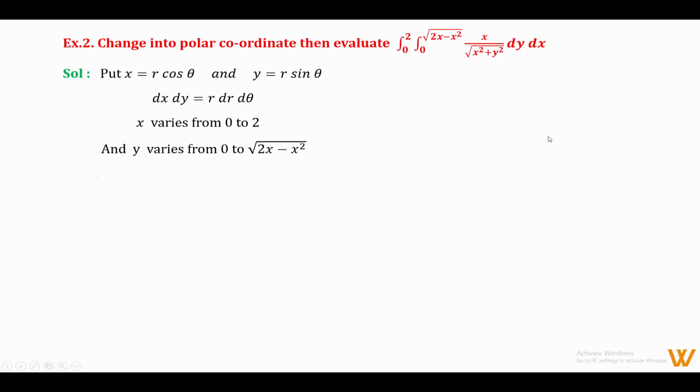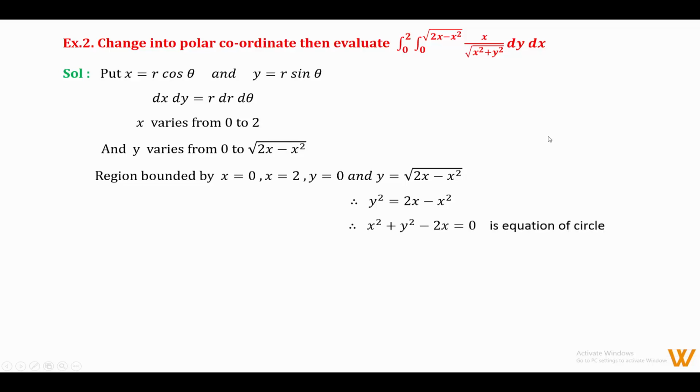Therefore the region is bounded by x is 0, x is 2, y is 0, and y equal to square root of 2x minus x square. Squaring both sides we get y square equal to 2x minus x square. Now write down all the terms on the left hand side. Therefore the left hand side becomes x square plus y square minus 2x equal to 0, which is the equation of a circle. This equation of the circle is in general form. Find the center and radius of this circle.